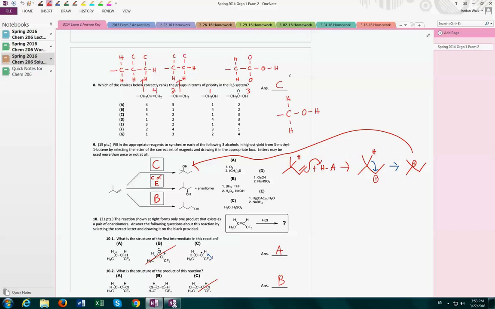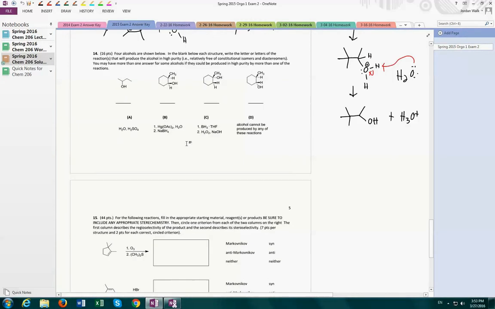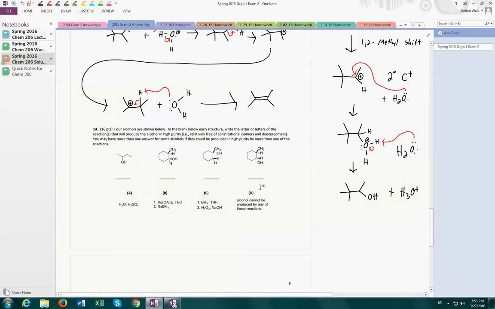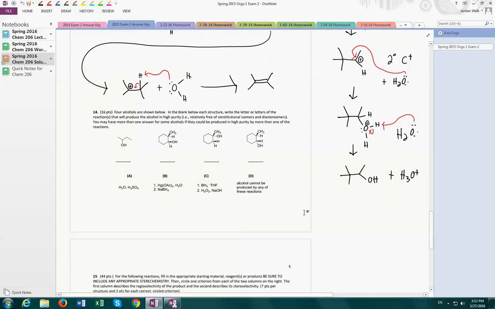Is it about this one? We'll come back in a second. Questions about this? Yeah. No, you're good? Okay. Is it this one? Okay. I think we're looking at 2015, number 14. Is that right? Yep. All right, so this is 2015, number 14.